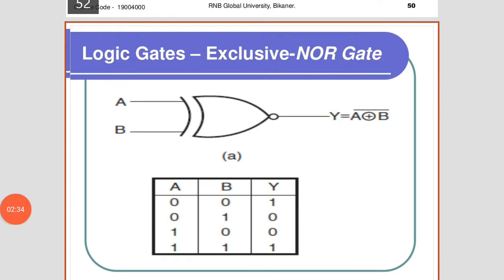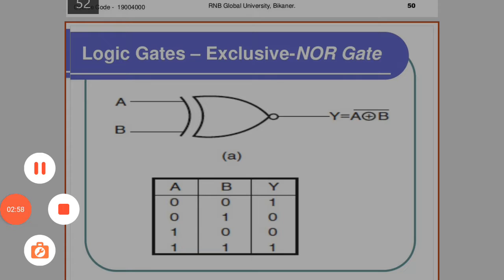The exclusive NOR gate is a logic gate having two inputs A and B. The output of the XNOR gate is A XOR B whole bar. The inputs are A and B, output is Y. So for 0 0 the output is 1, 0 1 output is 0, 1 0 output is 0, 1 1 output is 1. This is the truth table of the exclusive NOR logic gate.